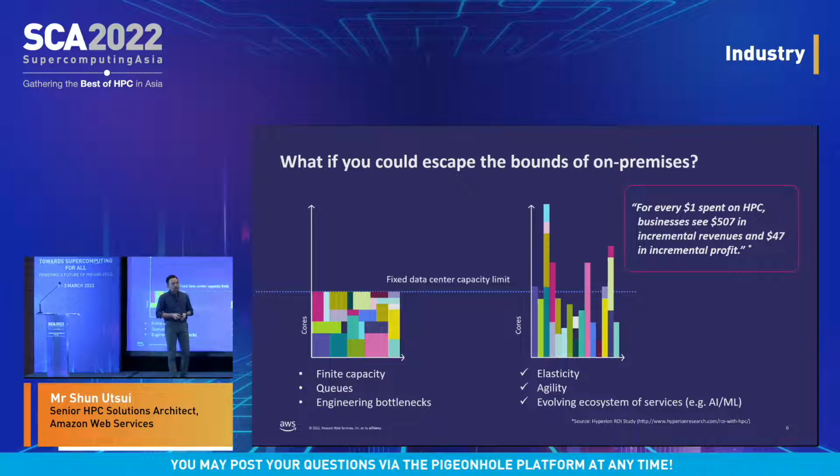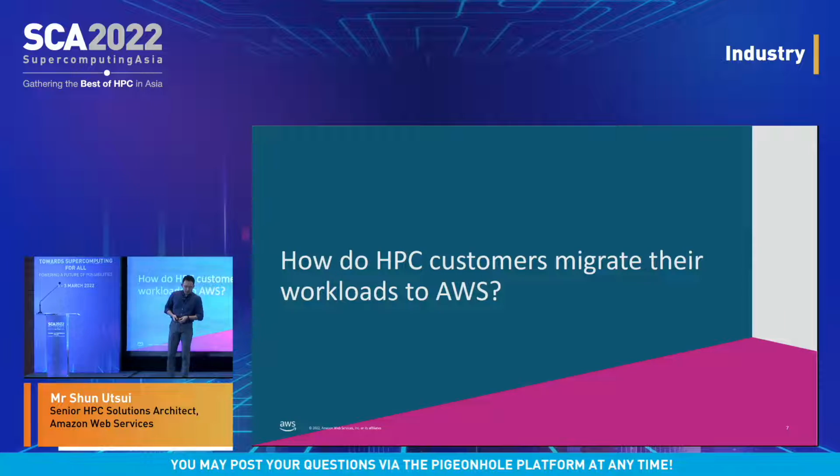I would also like to point out that with AWS, you would get access to an evolving ecosystem of services. So for example, if you don't have the latest GPUs available on your on-premise system, you could do that on AWS. So you see that AWS is not just about TCO, but it's about bringing you business value.